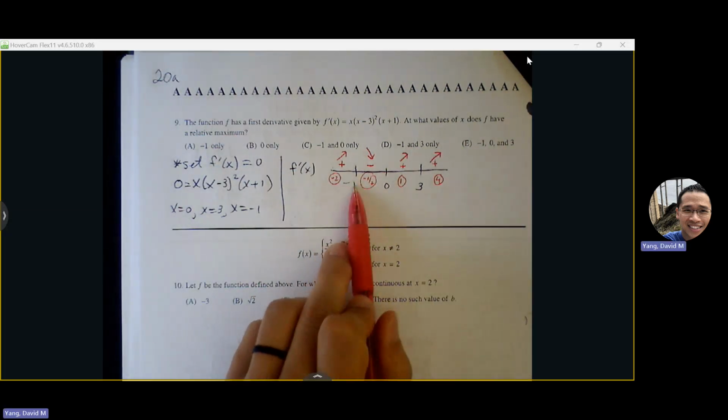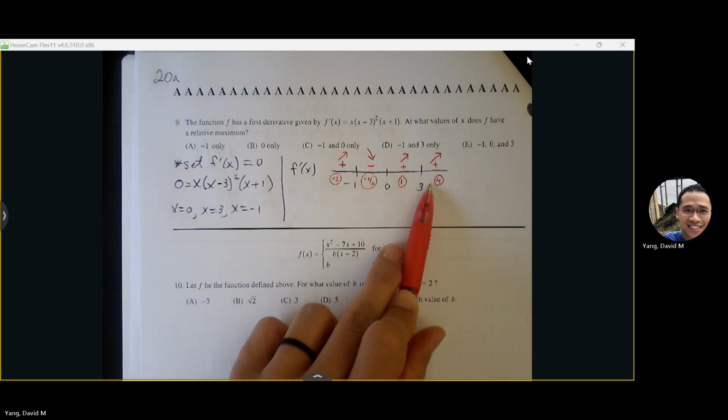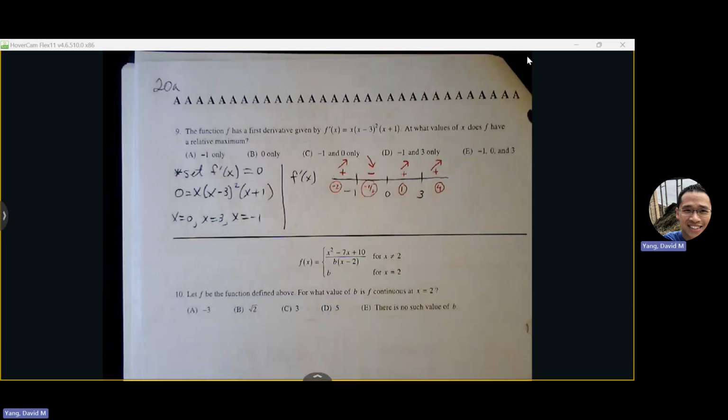So I see a relative max here, I see a relative min here, and I don't see anything here. So relative max is only going to be at -1 because the arrows are kind of showing us how our graph is rising and falling.